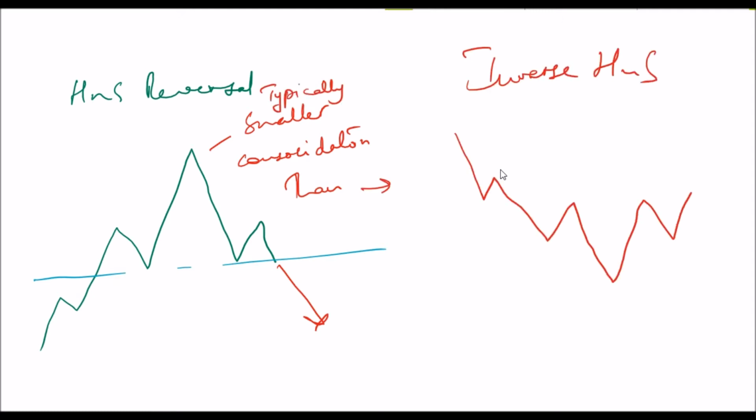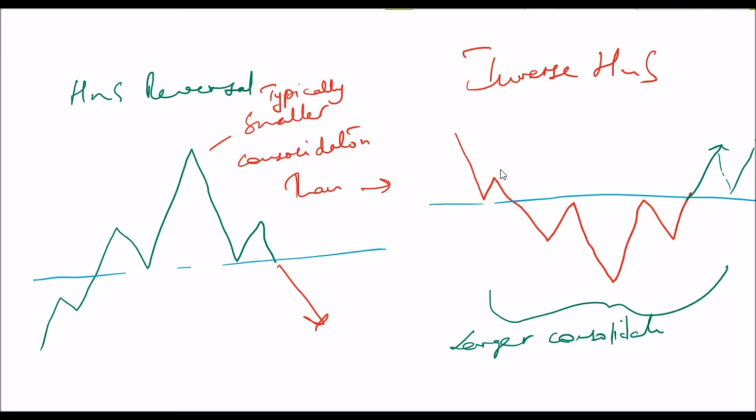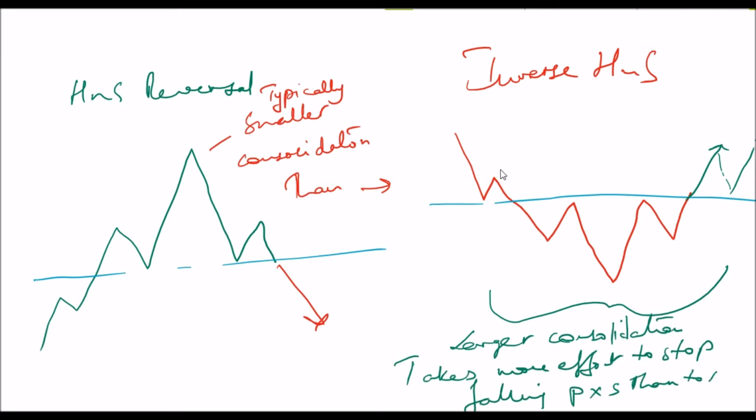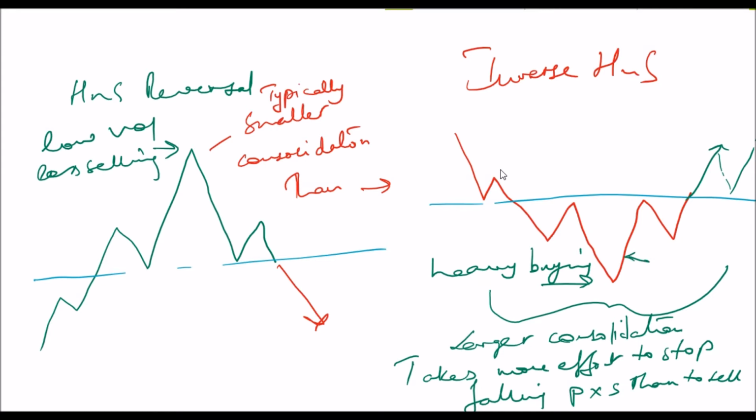The inverse head and shoulder pattern would typically be larger in size and duration than a head and shoulder reversal in an uptrend, as it would take much more effort to initiate longs in a falling market than to sell or square in a failing rally.